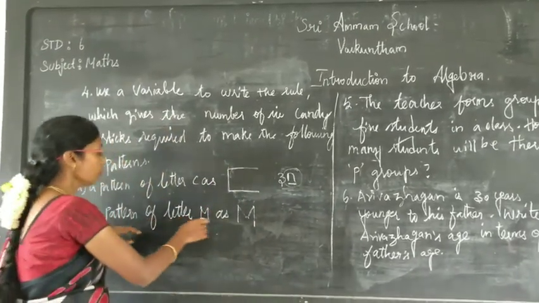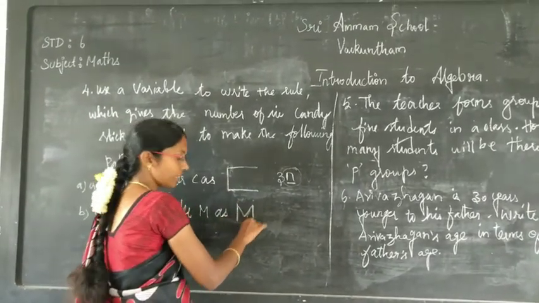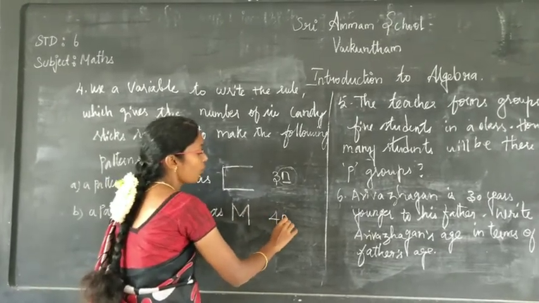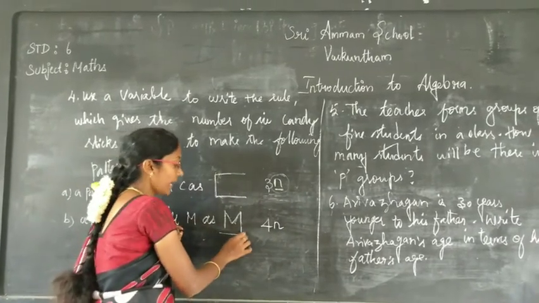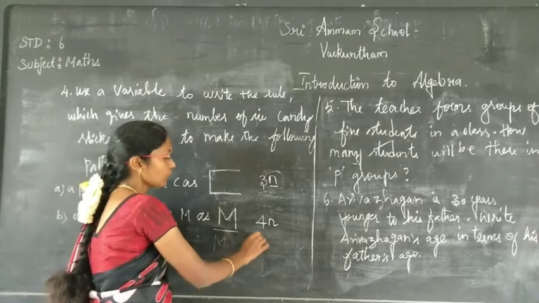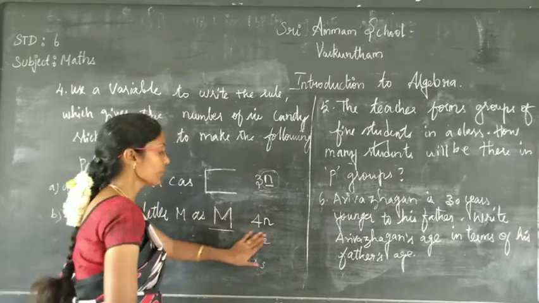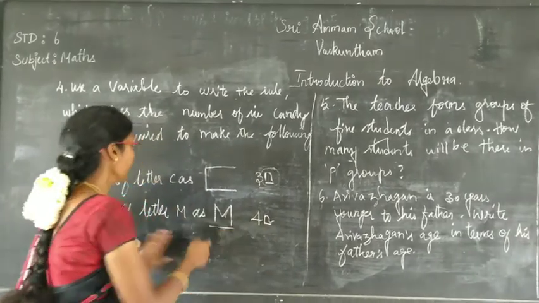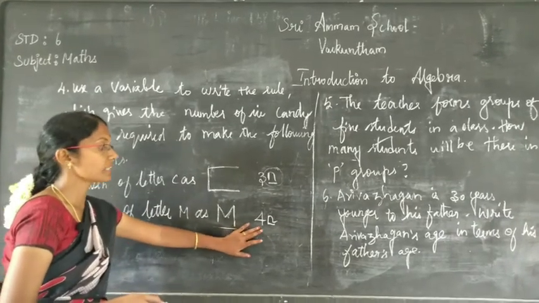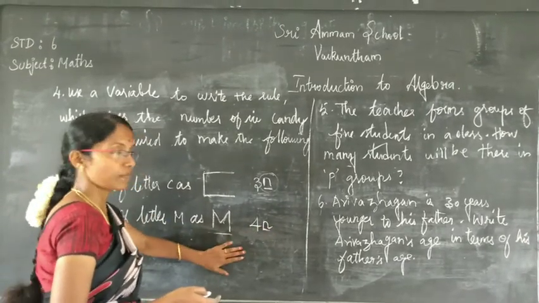Okay. So likewise you have to do a pattern of the letter M. How many ice candy sticks are needed to write M? 1, 2, 3, 4. So you can write it as 4N. To make 1M we need 4. To make 2M, 4 into 2. To make 3M, 4 into 3, like that. So by using a variable you can write the number of patterns. How many patterns we need here, we can fill in by using the variable.